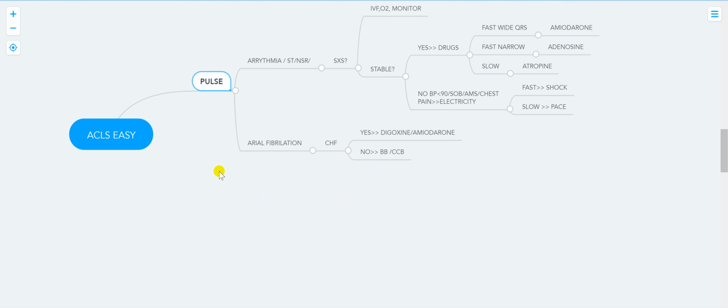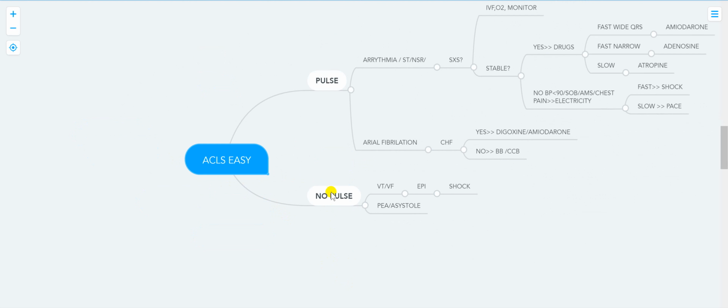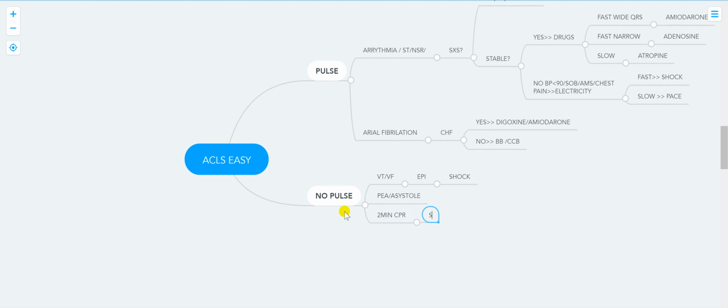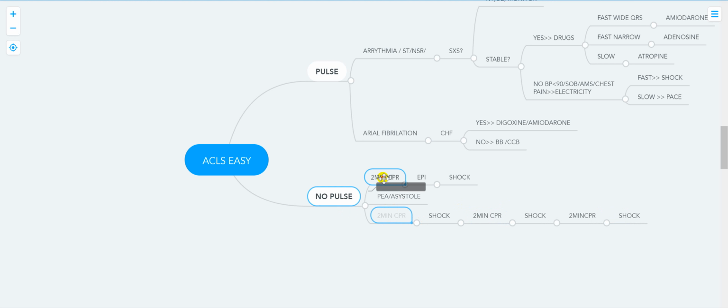So the general theme for no pulse: it's going to be CPR for 2 minutes. Two minutes of CPR plus shock or something, assess and evaluate the rhythm, and then 2 minutes of CPR, shock, 2 minutes of CPR, and then shock, and so on. Okay, so this is the general theme.